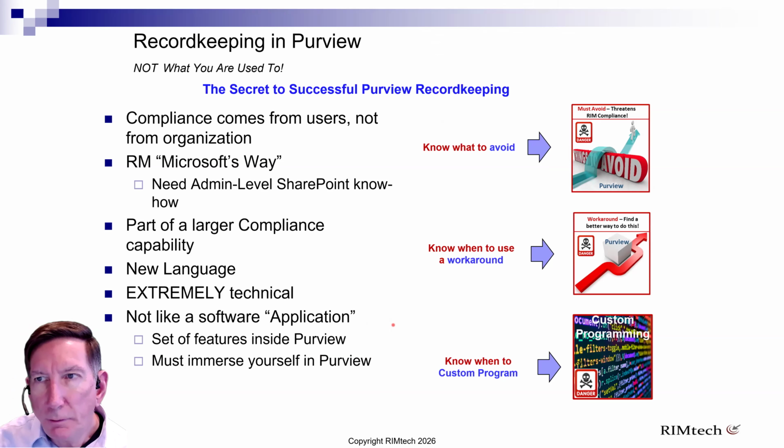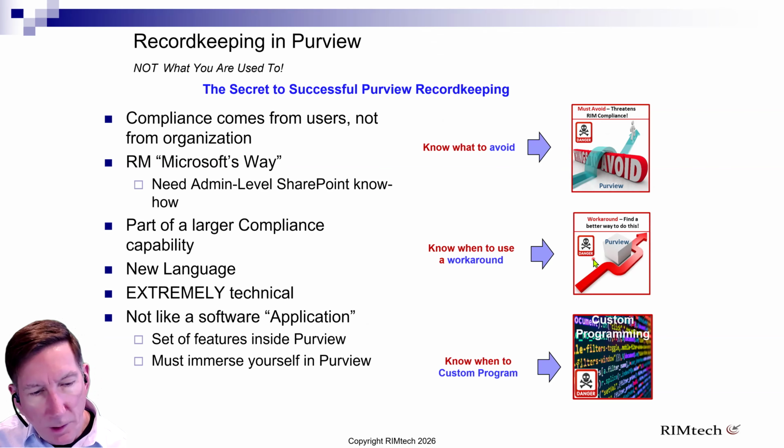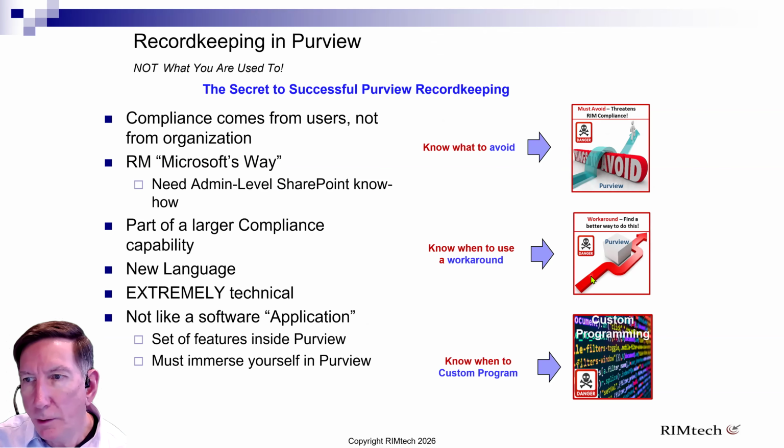Okay? So the secret to deploying it successfully is this: you've got to know what features are bringing down your compliance and you need to avoid them. Similarly, there are some features which are non-compliant, which drive your compliance down, but you need to know how to work around them. And finally, some of their features don't work all that well, and you're going to have to custom program it to get around it. Okay? So those are the three things that I'll be referring to in this session.